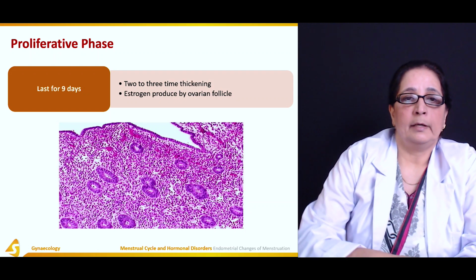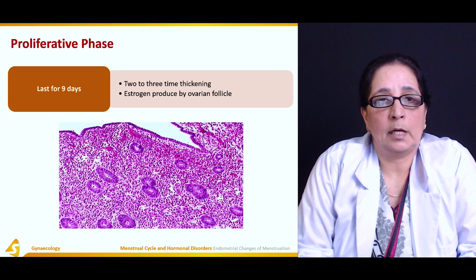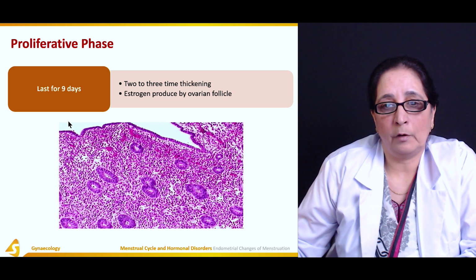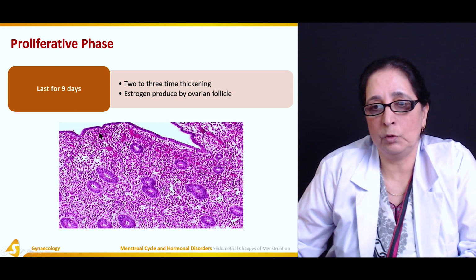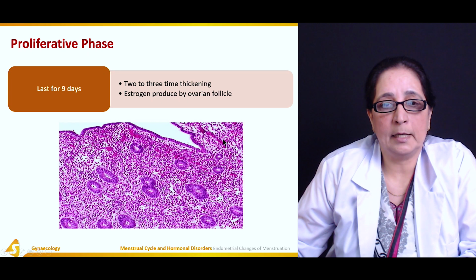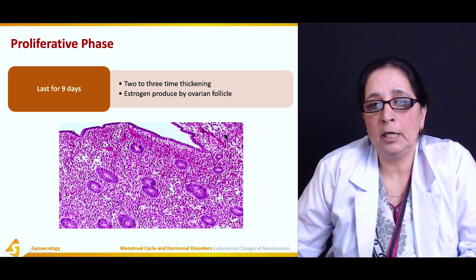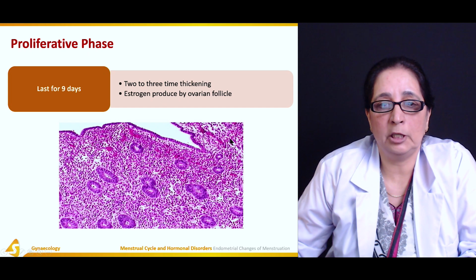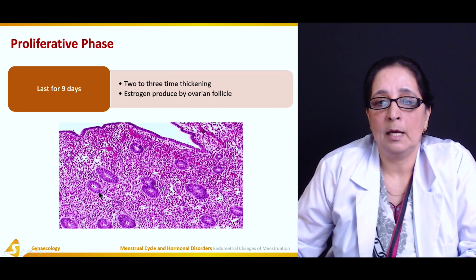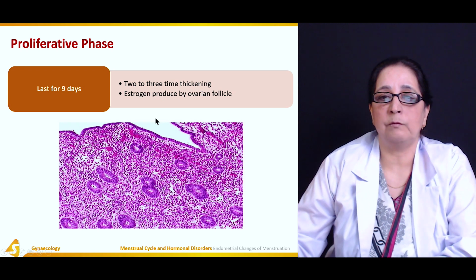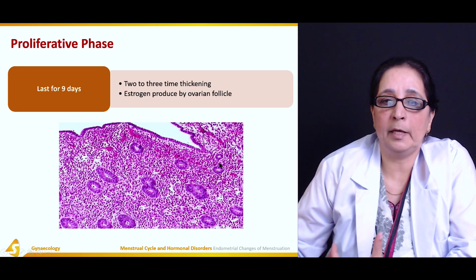So first, the proliferative phase. This phase of the menstrual cycle lasts for about 9 days. If you see in this diagram, proliferation means a lot of tissues and cells divide and multiply, and the endometrium becomes very thick with the growth of the tissue. Proliferation of the tissues takes place in this phase, and these changes are mainly caused by the estrogen which is produced by the mature ovarian follicle.